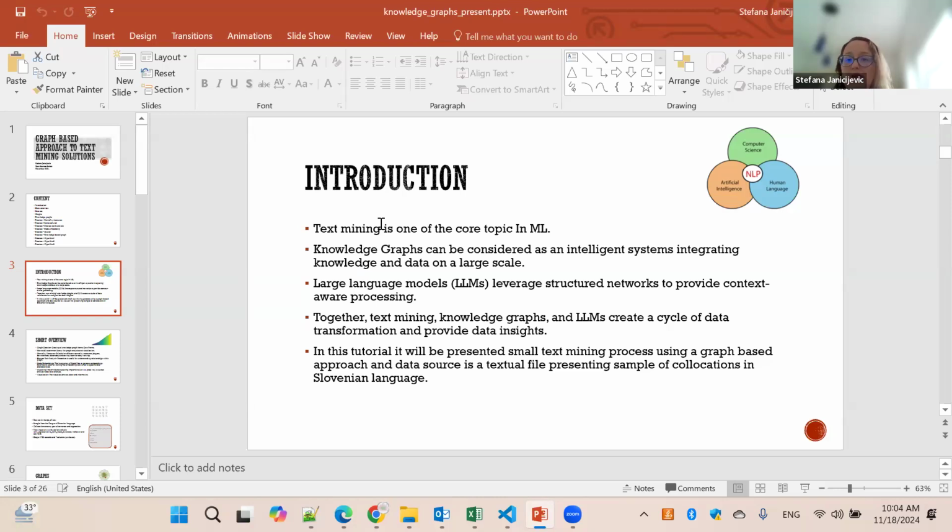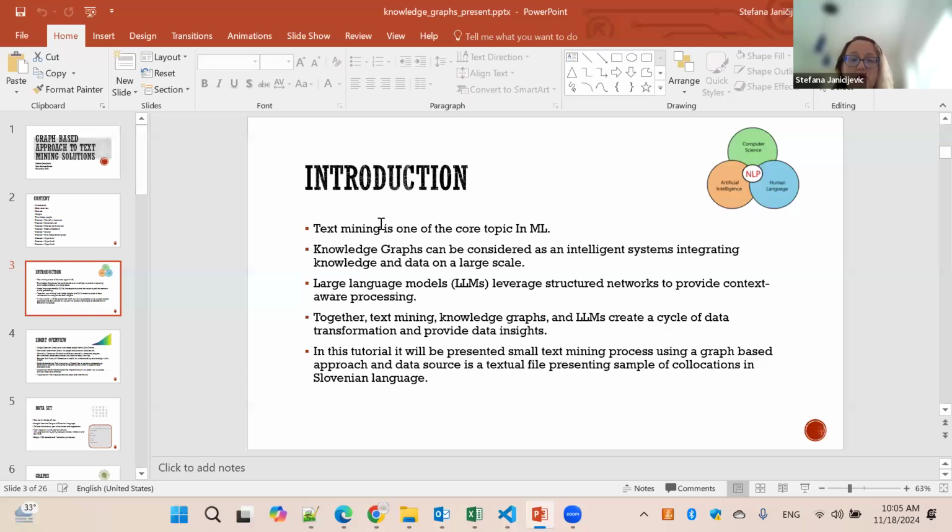The third concept that is also very important in the text mining field is large language models, which, as you can see, leverage structured networks to provide context-aware processing. We also have enabling advanced applications like sentiment analysis, context-rich recommendation, and accurate question answering. Together, these three pillars, text mining, knowledge graphs, and LLMs, create a sort of cycle of data transformation and make AI systems more insightful, reliable, capable of sophisticated understanding and decision making.